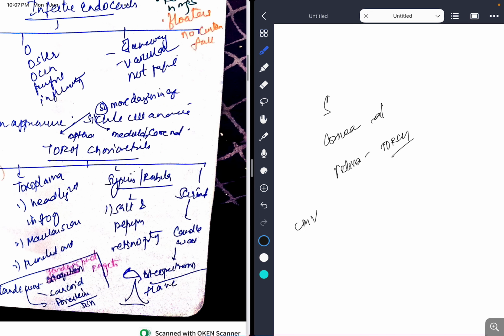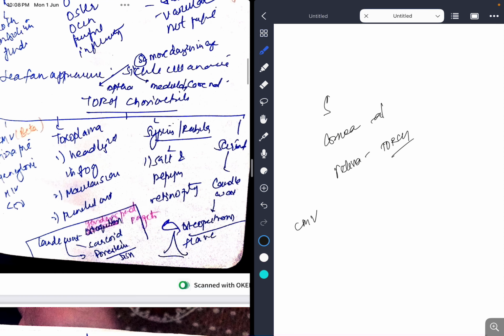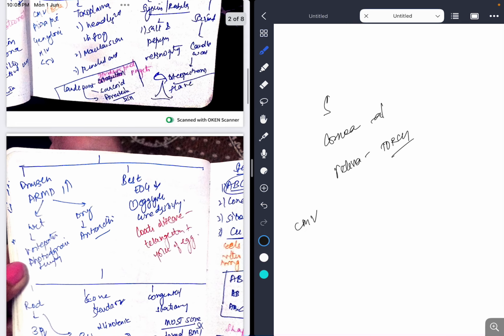For syphilis and rubella, on the first page I have already told you how to differentiate. Like syphilis would be three: don't speak bad, don't listen bad, as I have told you. In syphilis and in rubella, both of them you're going to see salt and pepper retinopathy. How you differentiate is that in rubella you're going to see pearl-shaped cataract, and in syphilis you're going to see interstitial keratitis that I have already told you. Then in sarcoid, you're going to see candle wax dripping appearance. Okay, so this is about the infections.